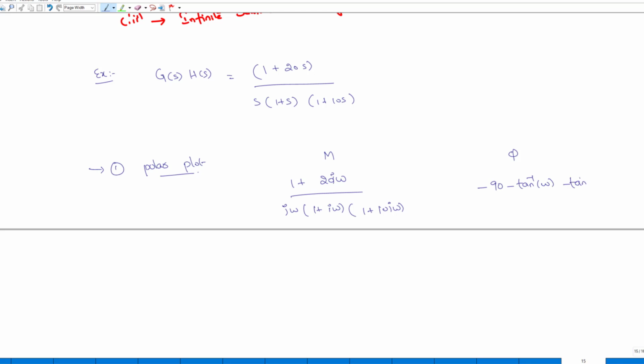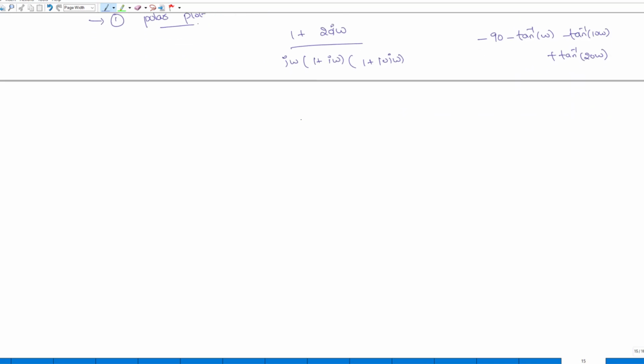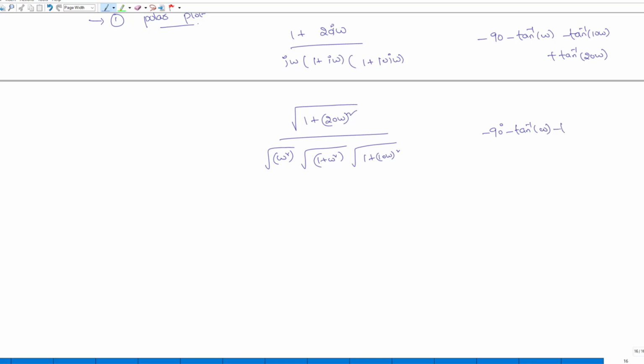Phase is 1 by s, so minus 90 minus tan inverse of omega minus tan inverse of 10 omega plus tan inverse of 20 omega, because it is in the numerator. Now let us keep the value of j omega and find the magnitude. It is x plus jy by root of x square plus y square. So likewise we can find the magnitude directly, and the phase we already found: minus 90 minus tan inverse of omega minus tan inverse of 10 omega plus tan inverse of 20 omega.